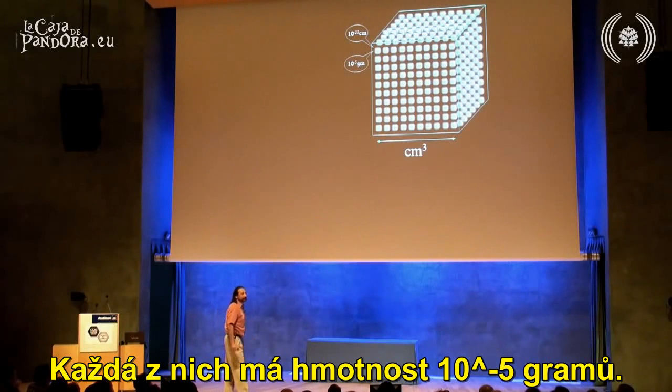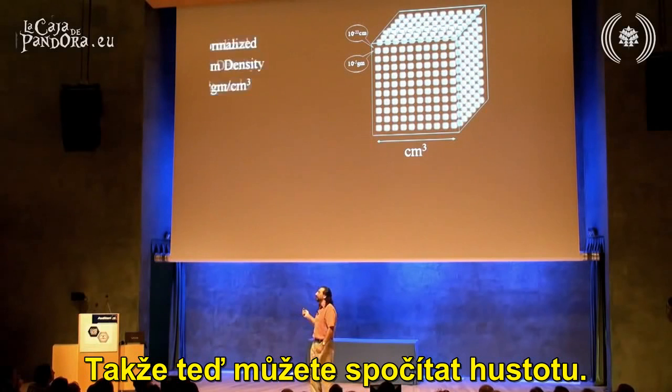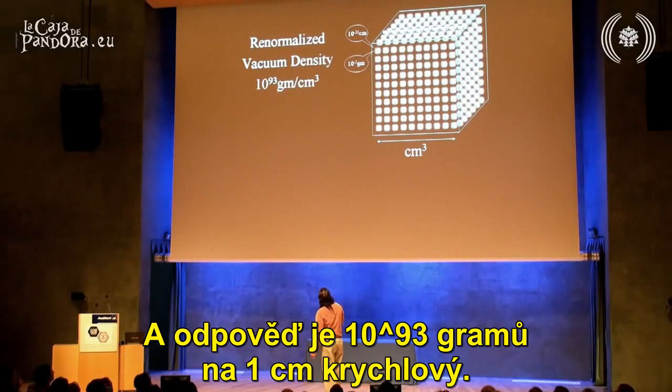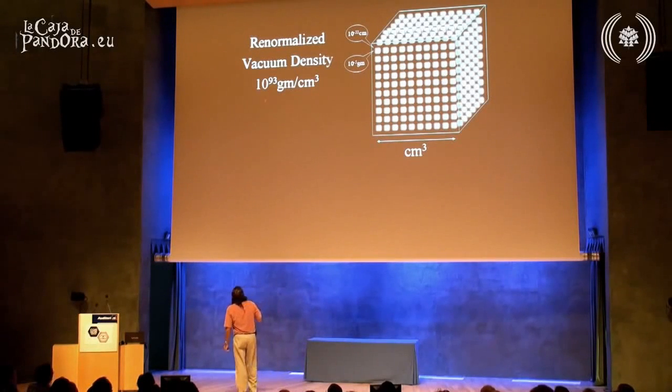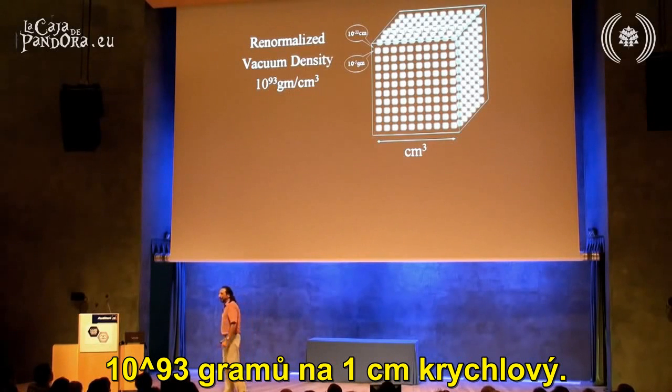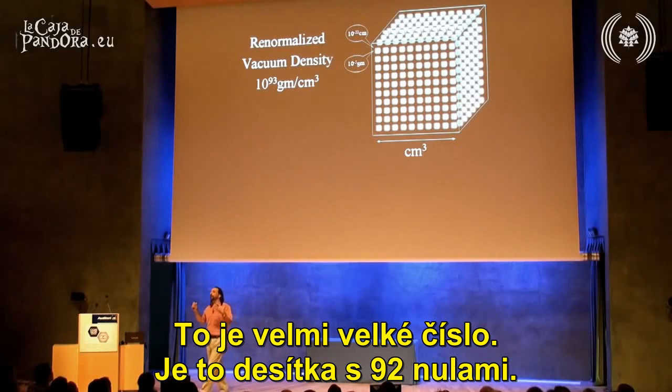Each one has a mass of 10 to the minus 5 grams. So now you can get a density. And the answer is 10 to the 93 grams per centimeter cube. 10 to the 93 grams per centimeter cube. That is a very large number. That's 10 with 92 zeros.